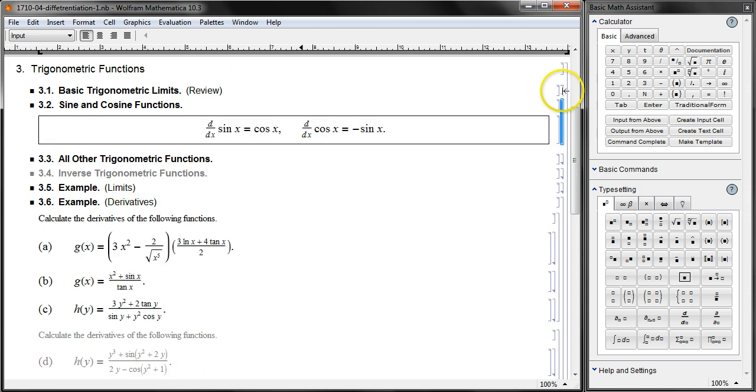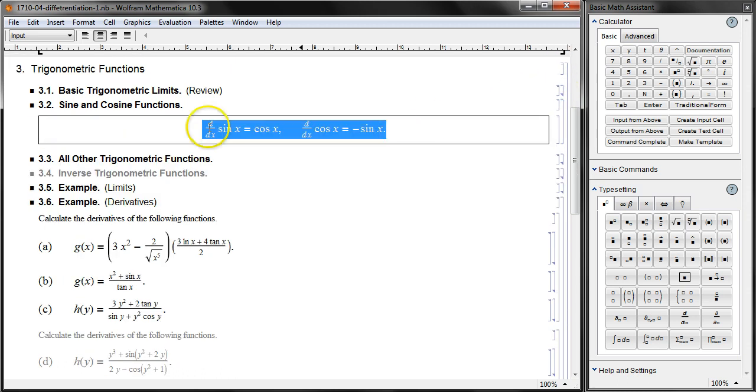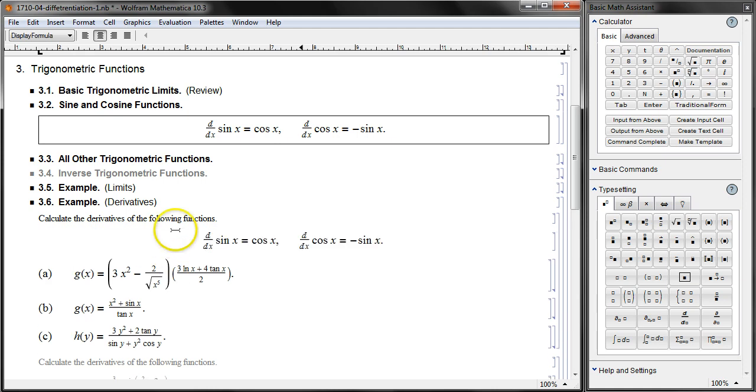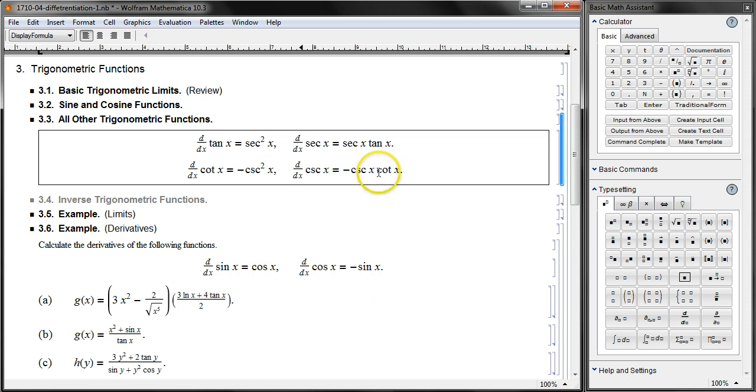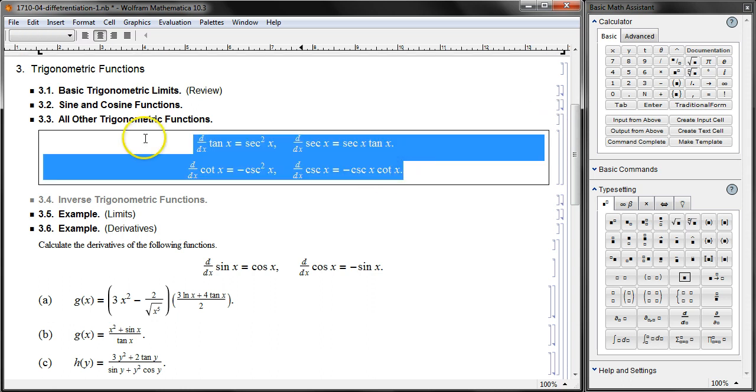Derivative of sine is cosine. Derivative of cosine is negative sine. And then there are more trig formulas.